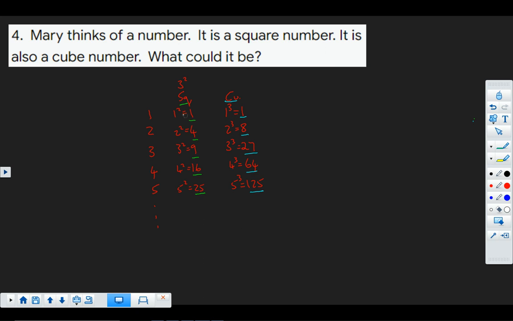Now, we've probably already seen that Mary could have come up with a slightly clever answer that one is both a square number and a cube number. If I go a little further down my list of square numbers, I'm going to come across 8 squared, which is 64, and we'll see that that appears in both columns. So 1 could have been an answer, 64 could have been an answer, and there are various other answers as well.